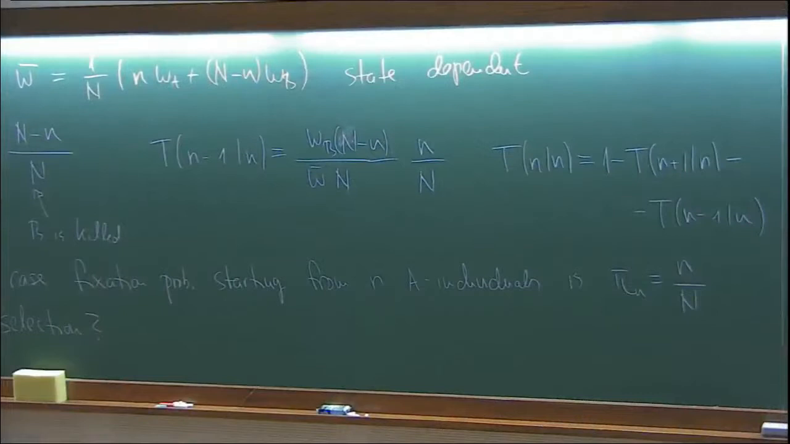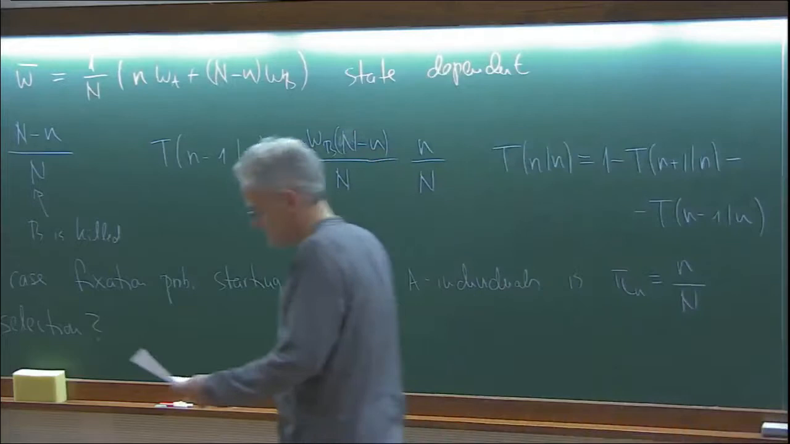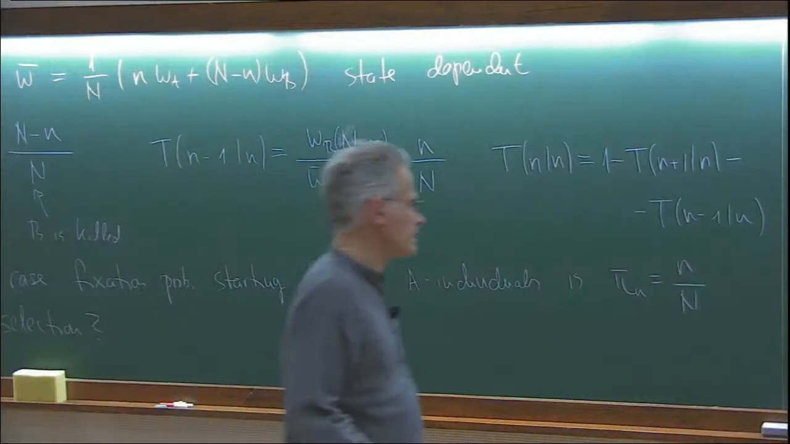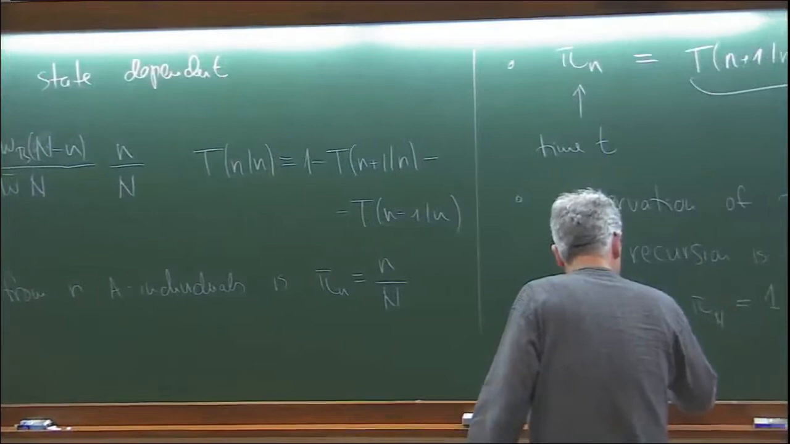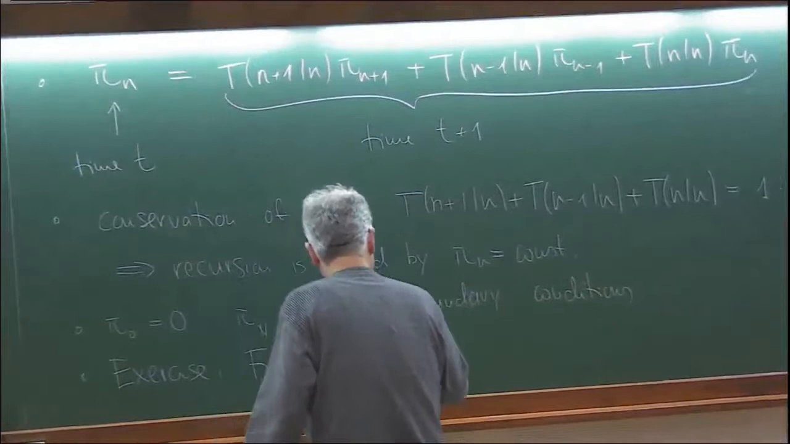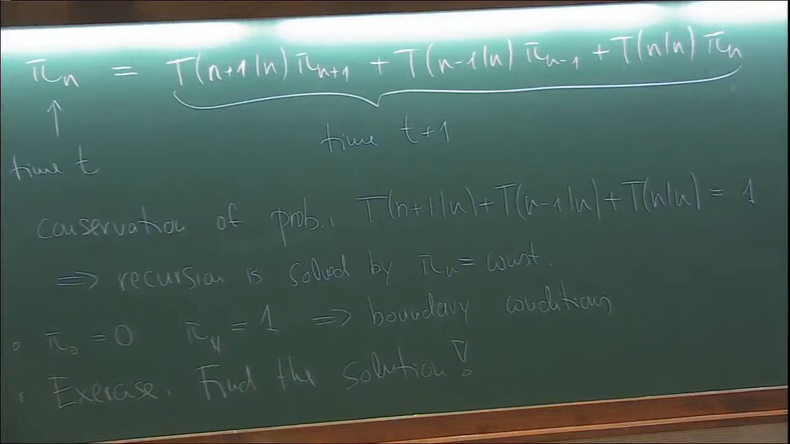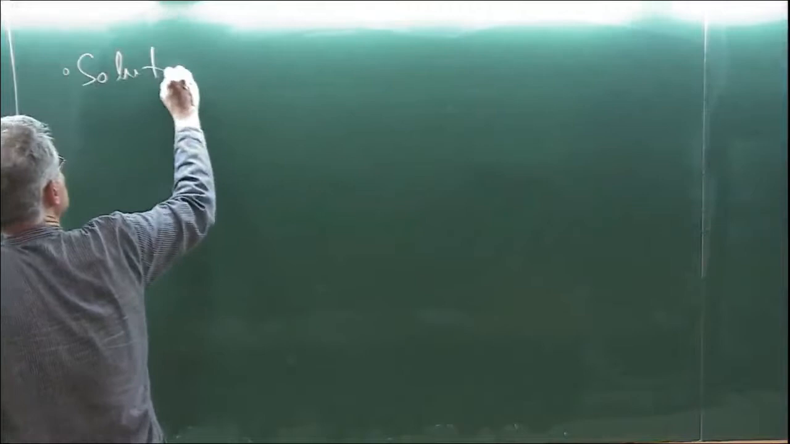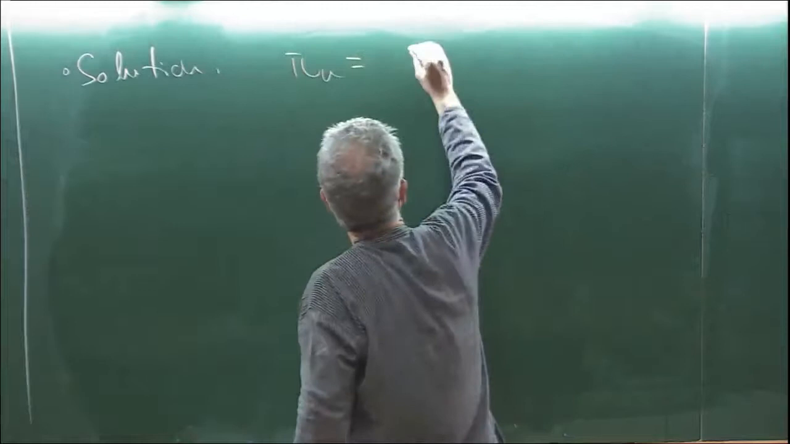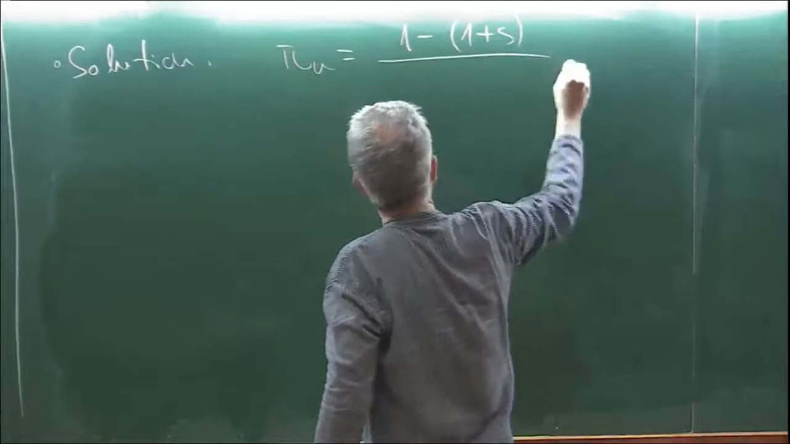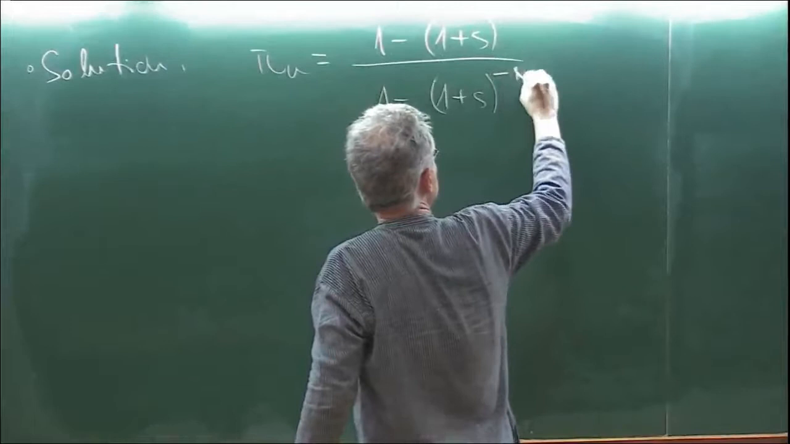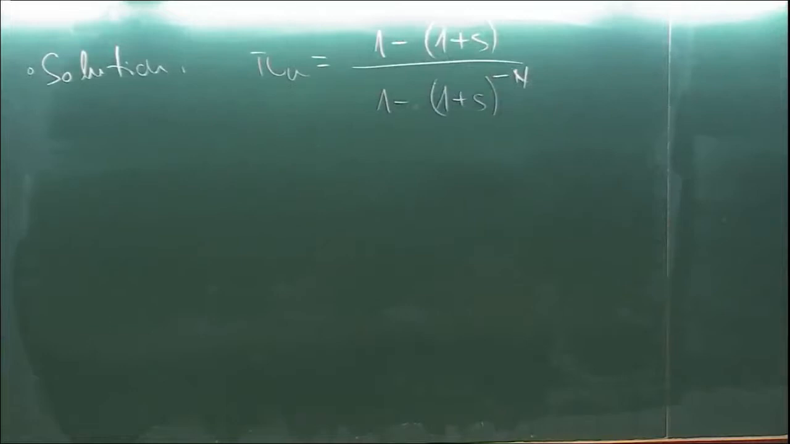Okay, so we can solve this recursion, and what is the solution? Let me write it down. Exercise, find the solution. I'm writing it now in terms of this selection coefficient. And this is valid for positive or for negative S. And this actually has already quite a bit of content.